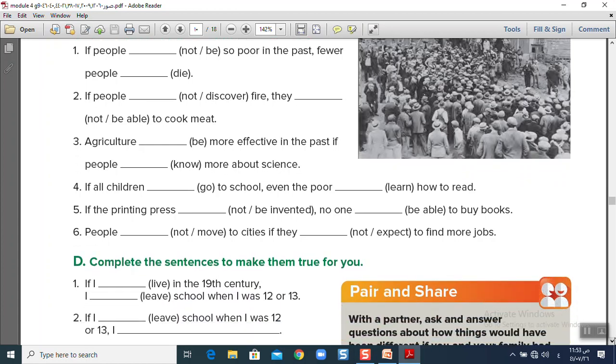Number 3. Agriculture be more effective in the past if people know more about science. Agriculture means cultivating land, growing crops. Agriculture had been, yes, I must use had. Sorry, agriculture would have been more effective in the past if people had known more about science.